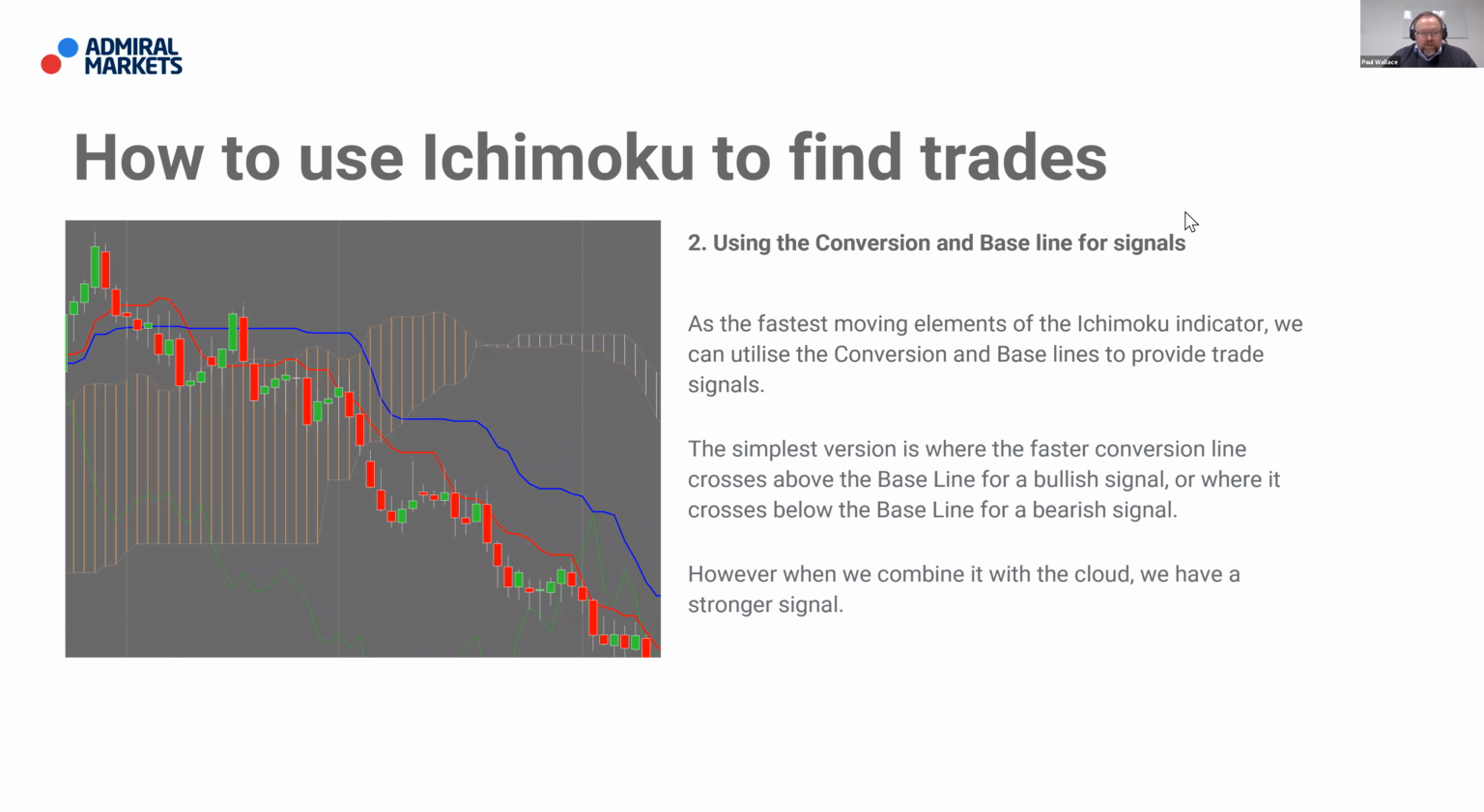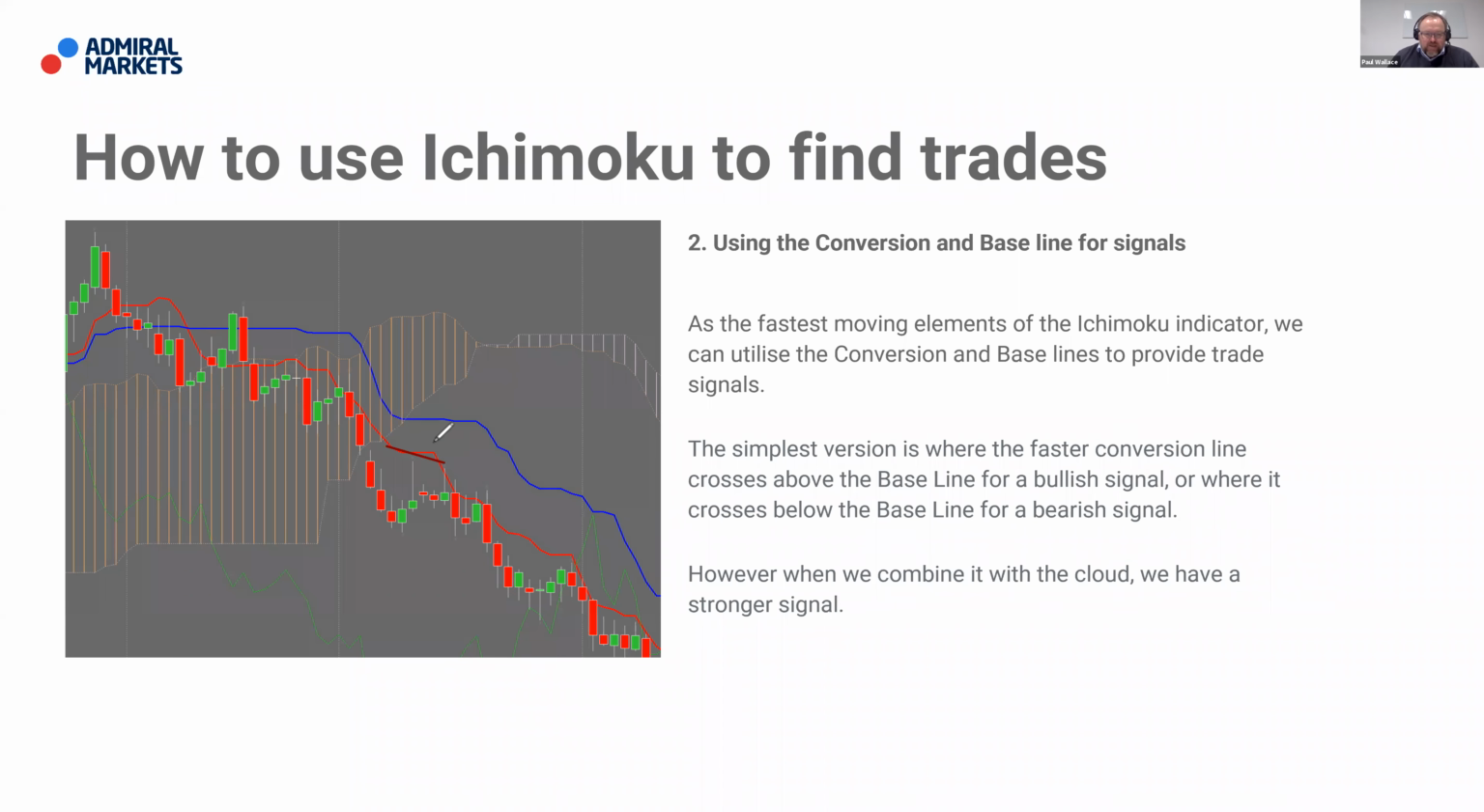The second way you can use it is using the conversion line and the baseline for signals. As the fastest moving elements of the Ichimoku indicator, you can utilize the conversion line and the baseline to provide trade signals. The simplest version is where the faster conversion line crosses above the baseline for a bullish signal, or crosses below the baseline for a bearish signal. Very simple indeed. So the conversion line, which is the fastest one, crosses above the baseline, that's a bullish signal. Where it crosses below the baseline, that becomes a bearish signal. That's what we're particularly looking at.